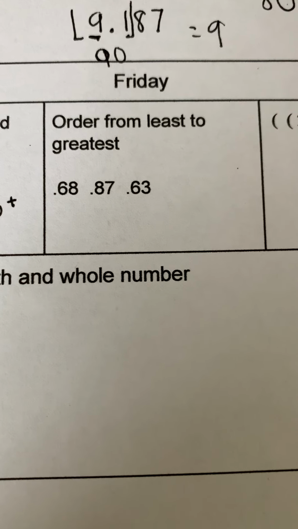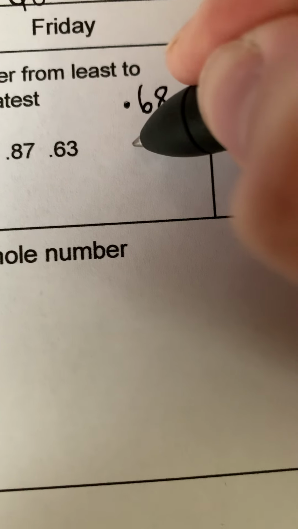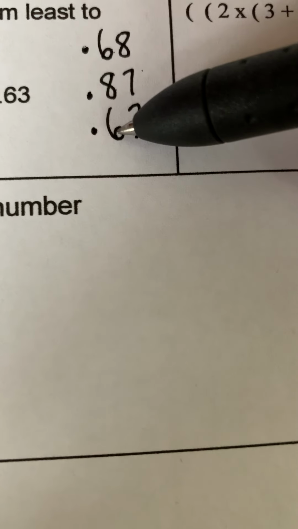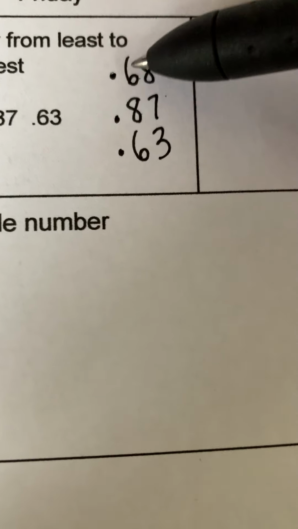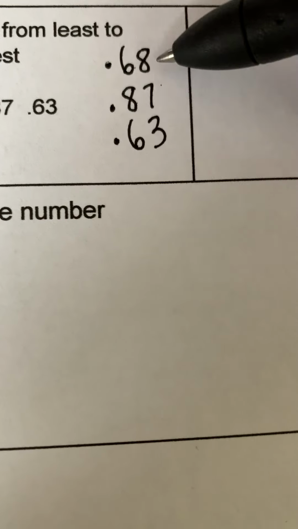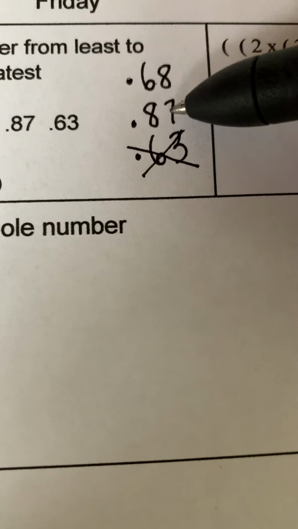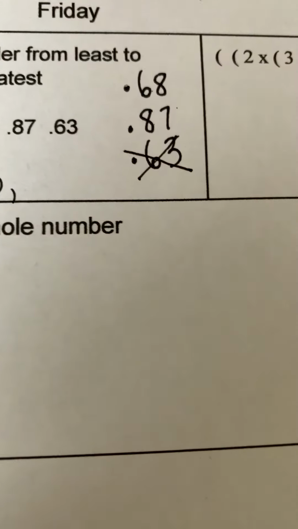Next one, order from least to greatest. I'm going to set them up. 0.68, 0.87, and 0.63. And you're going to look down. We have 6, 8, and 6. We know 8 is larger, but 6 and 6 are the same numbers. So we have to go over. We have an 8 and 3. The 3 is smaller than 8, so our smallest number is 0.63. Go ahead and cross it out. Now you need to compare these two. What is the next smallest number? You're going to write that there, and then the largest number will come last.